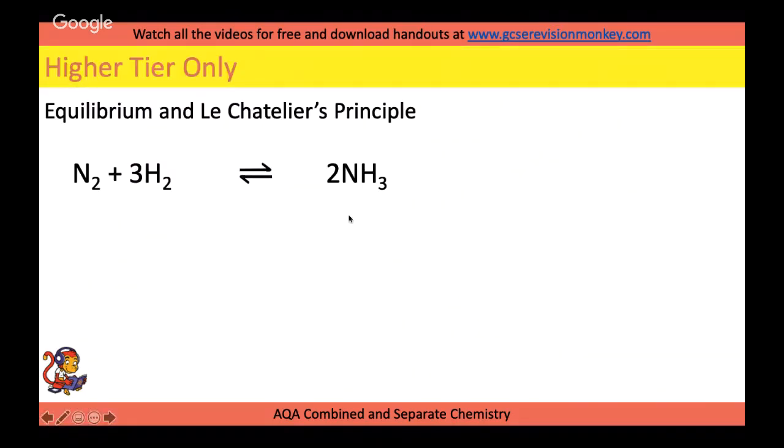So first of all, equilibrium and Le Chatelier's principle. Let's look at this example here. You've got an example where you've got 2 gases reacting. So you can think about what things can affect the rate of reaction in gases. We've got nitrogen reacting with hydrogen in a reversible reaction to produce ammonia. And for separate scientists, this is also the equation for the Haber process.